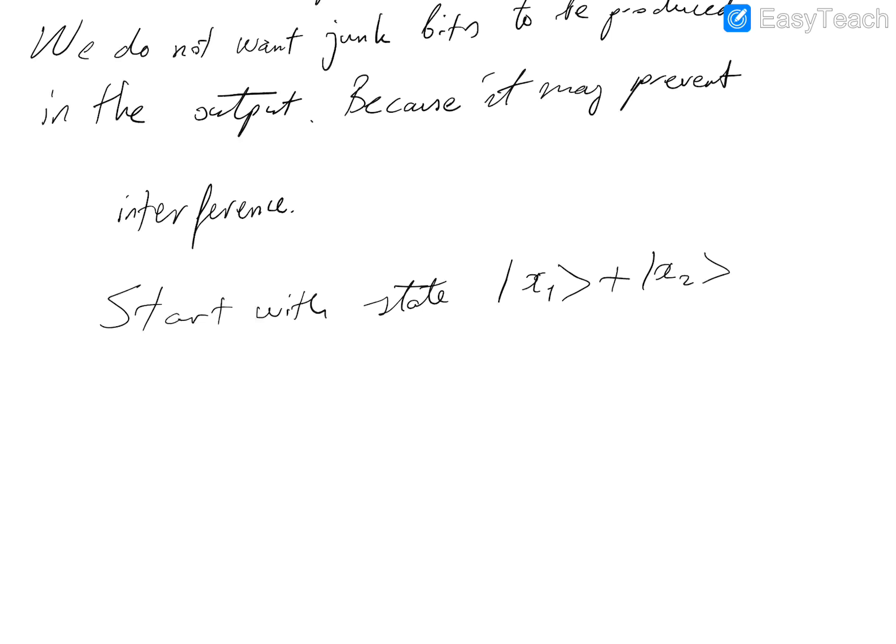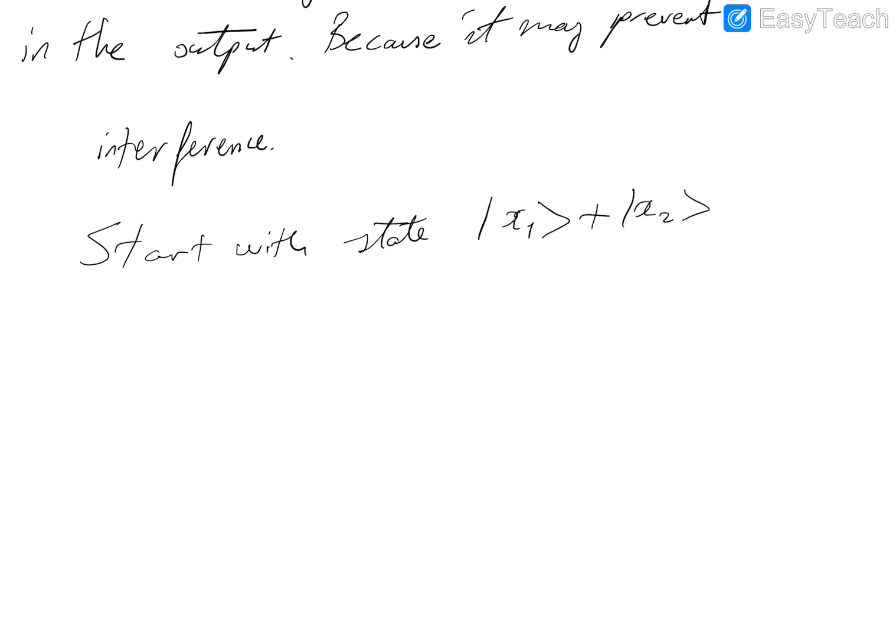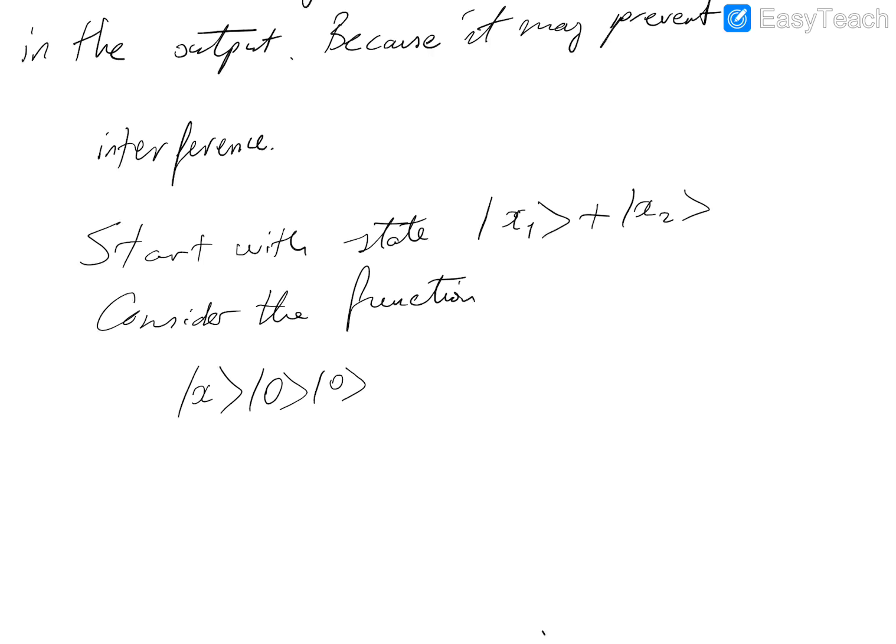Okay, and let me ignore the amplitudes for simplicity. And let's consider the function on 3 qubits: x, 0, 0, and it outputs x, and this is the output of the function f of x, and some junk bits in the third qubit.